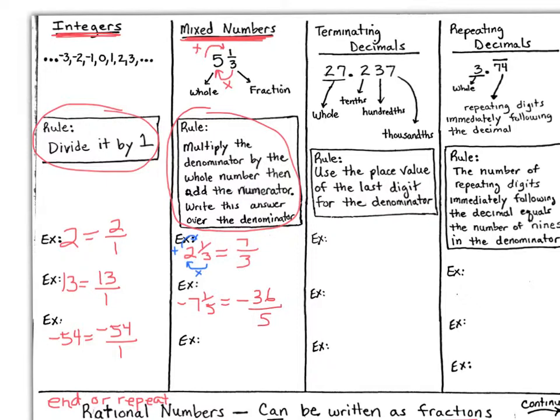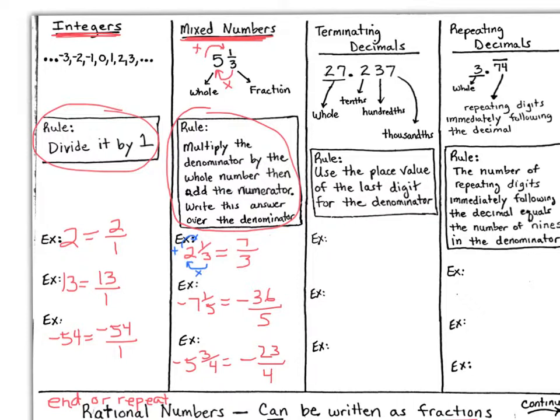And the last one, negative 5 3/4. Okay, I see a negative, so I just bring it over. Now I just ignore it. Don't even worry about it. So go 4 times 5 is 20. 4 times regular 5 is 20. Plus 3 is 23. And then you keep it fourths.